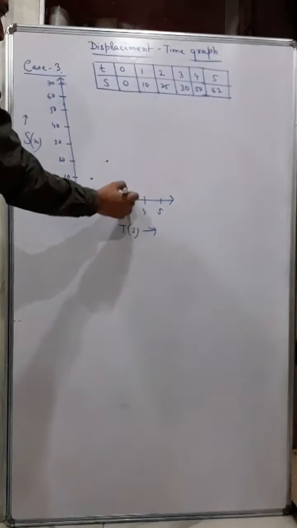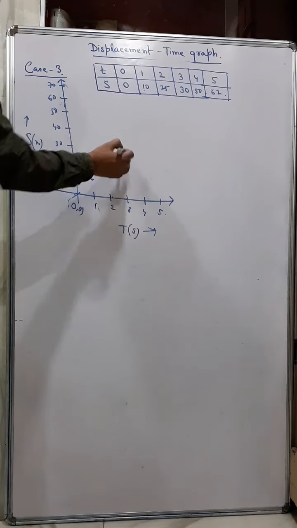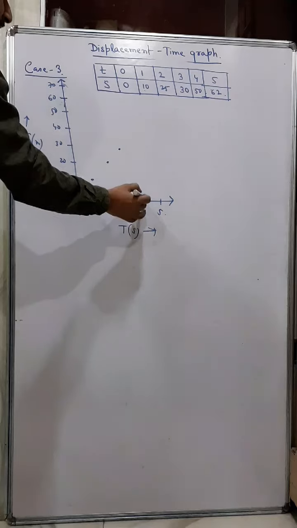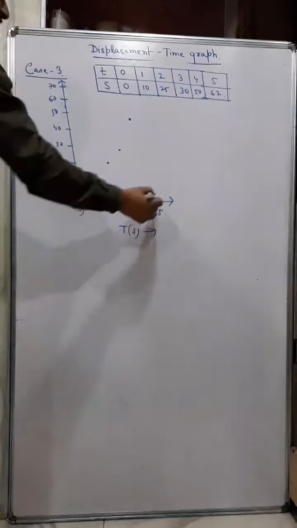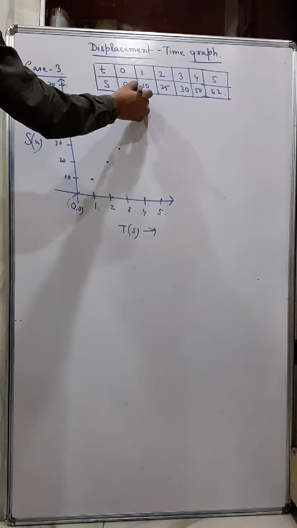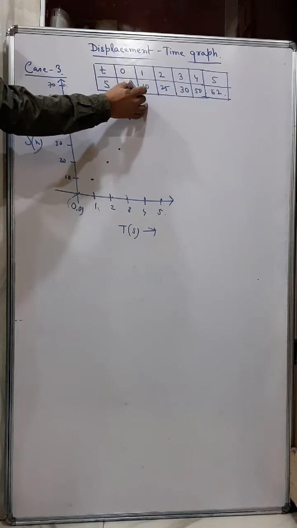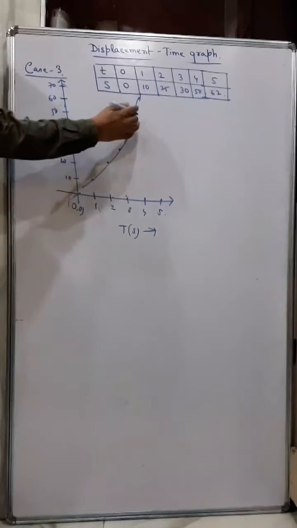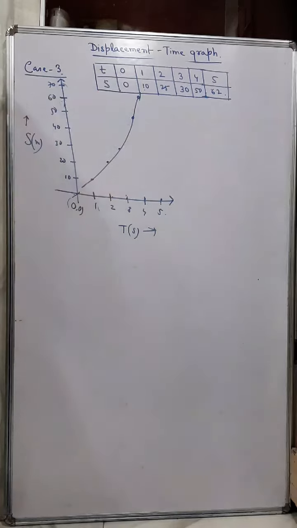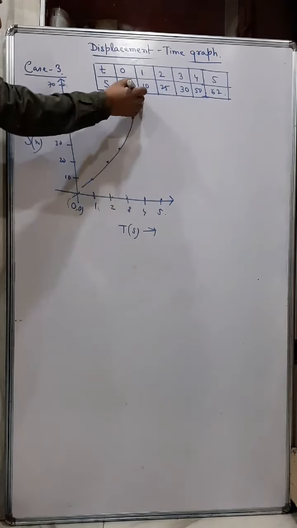After 3 seconds it is 30, after 4 seconds it is 50, and after 5 seconds it is 62. So suppose 62, then you know what we'll get? We'll get a curve in this way. Okay, so I am doing it free hand, but still if you do it, you are getting a curve.